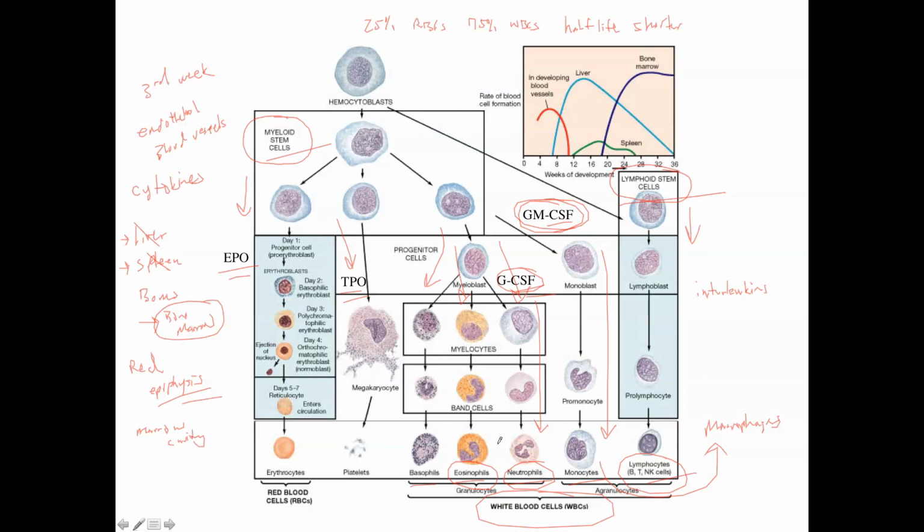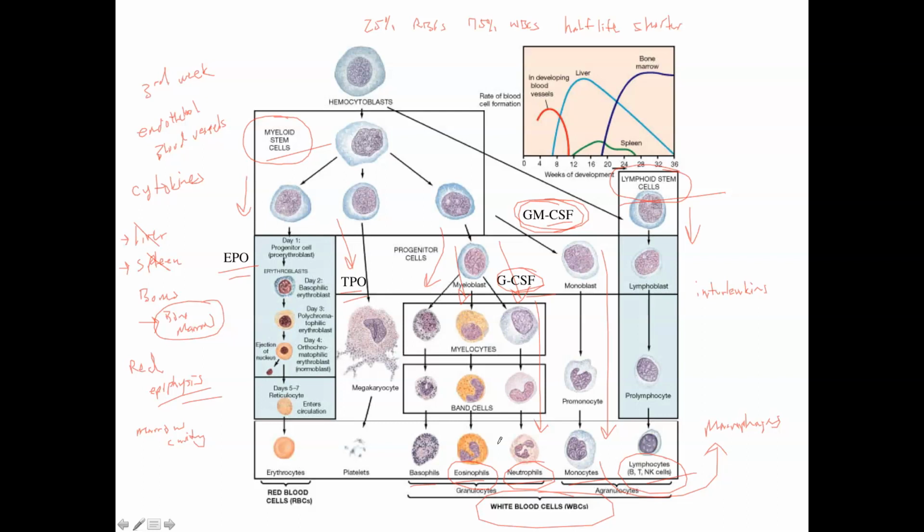What's interesting about all of these cytokines, the CSFs, the TPOs, the EPOs, these have all been essentially bioengineered. They've been cloned, and we're able to actually produce synthetic versions of these chemicals so that you can actually increase blood cell production. So there are EPO drugs out there, there are TPO drugs out there, and there are even colony stimulating factors that can be used to stimulate bone marrow to make the different types of blood cells.